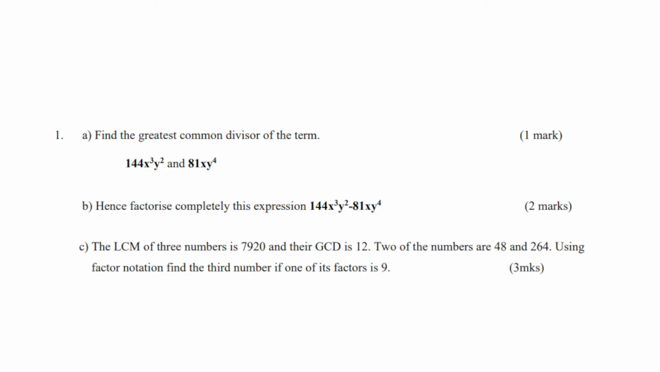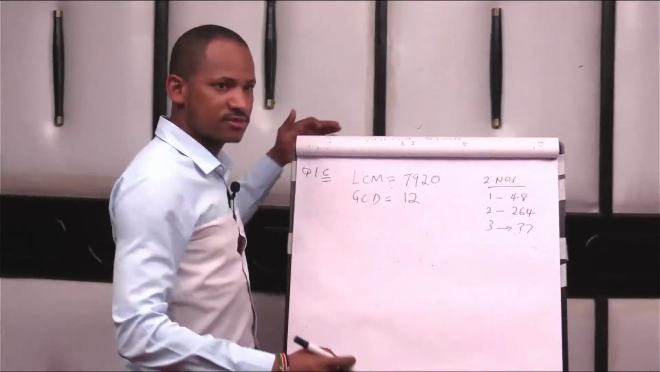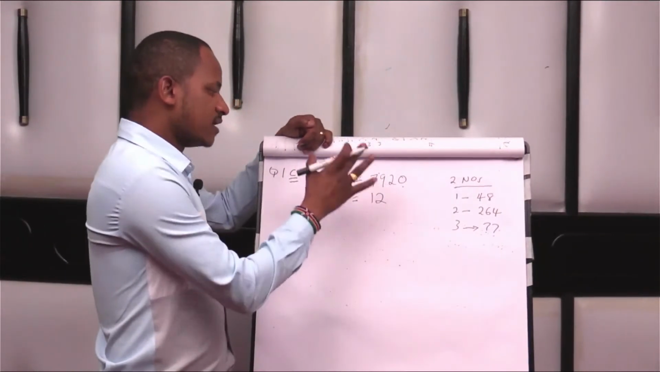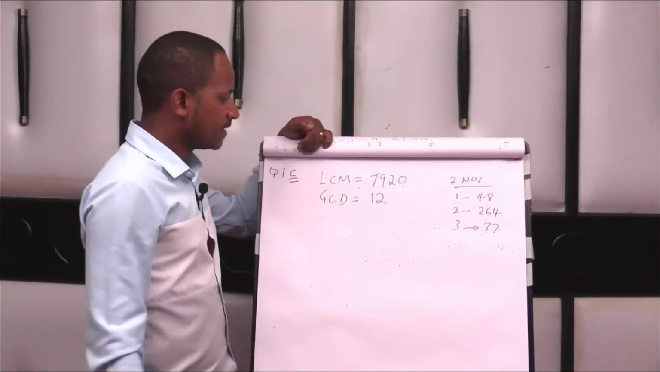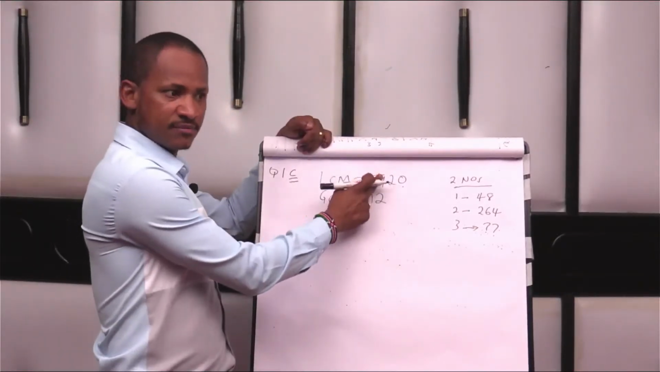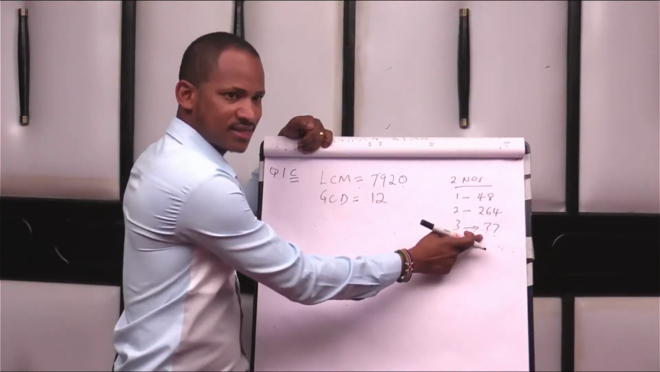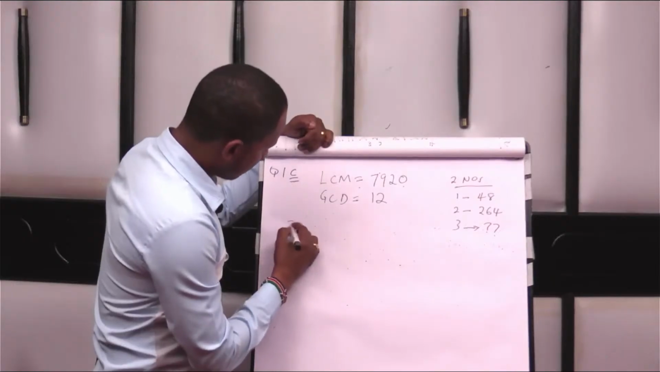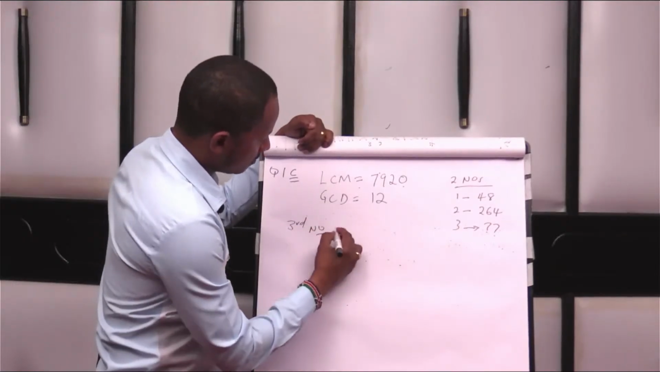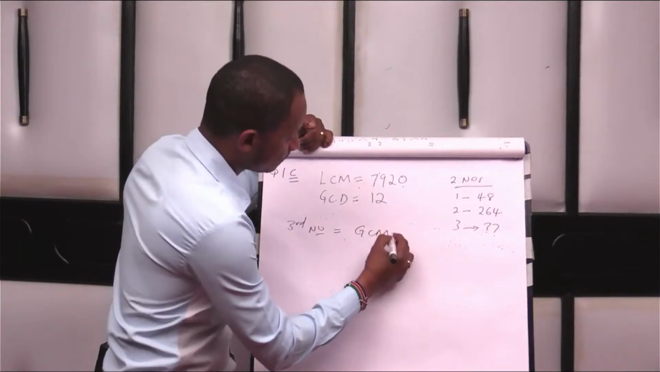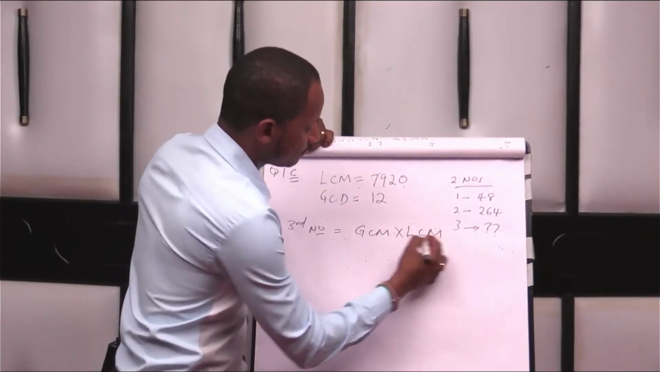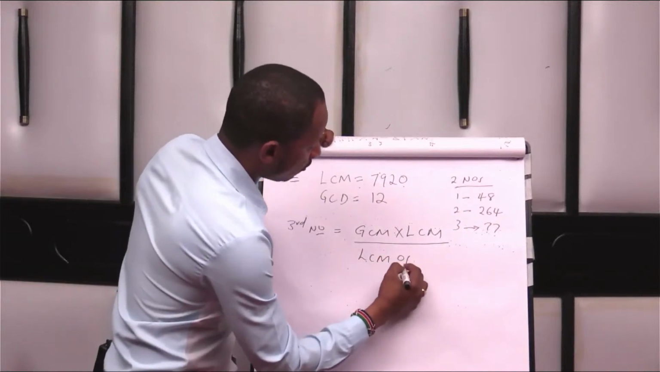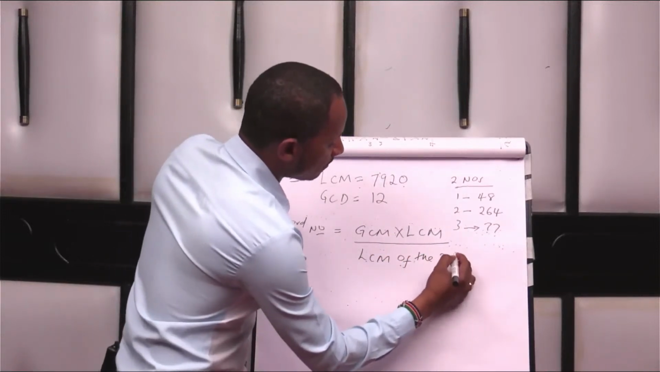If you're given such a question, first of all, just smile because it's so easy. These are easy marks. So anytime you are given such a challenge, that the GCD of a number is given, LCM is given, you are given two of the numbers, they want a third number, just say the third number equals the GCD times LCM over LCM of the two numbers.